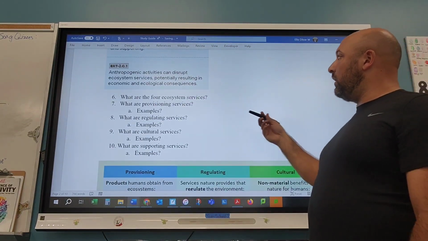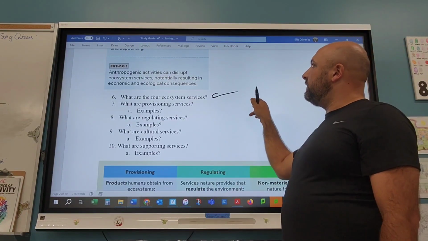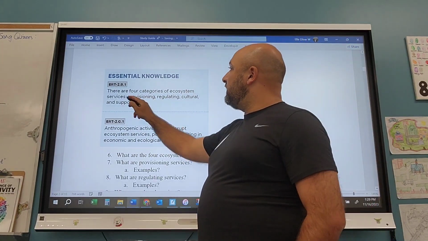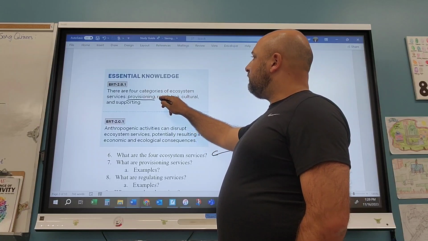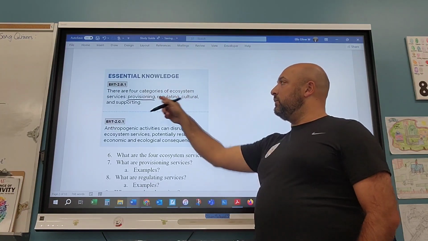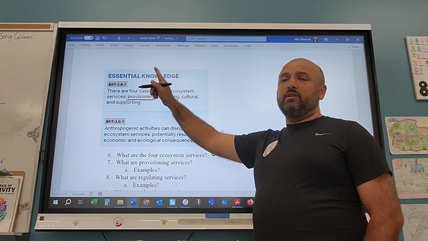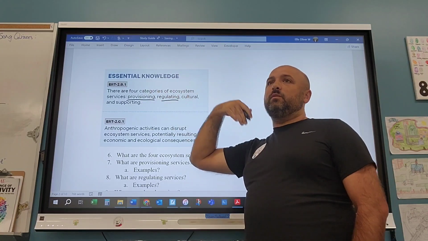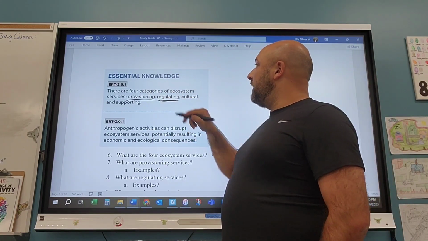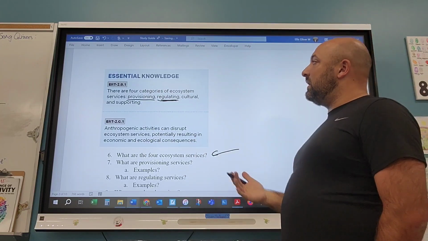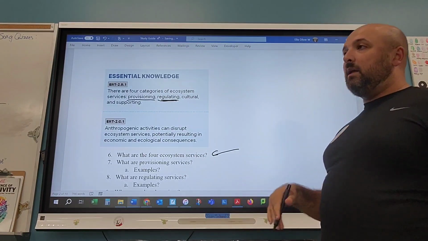So, what are the 4 ecosystem services? Well, it's said right here. We have provisioning, which is like food and lumber. It's things that we get as provisions, so things we need to build stuff, things we need to eat. Regulating, so that's regulating things like the climate, keeping things clean, okay, keeping things nice.